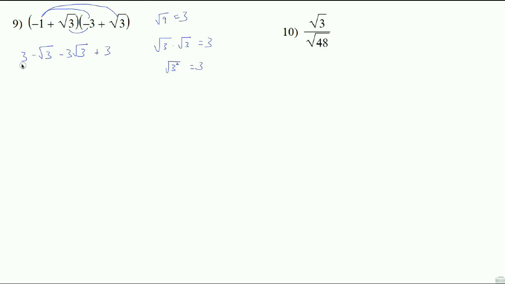Now we look to add like terms. So we have 3 plus 3, which is 6. Negative root 3 minus 3 root 3. Well, like terms, this is a negative 1 root 3. So negative 1 minus 3 is negative 4 root 3.